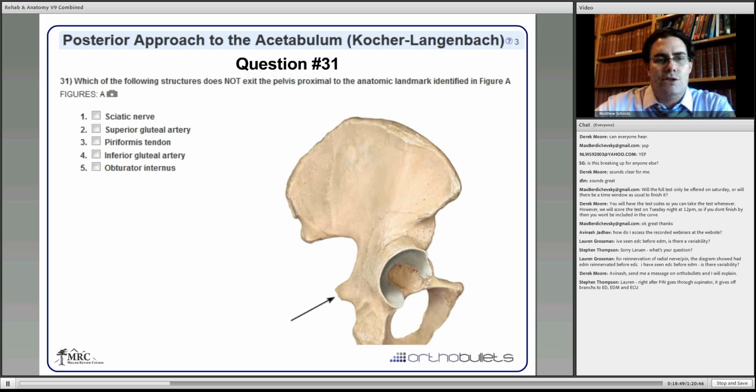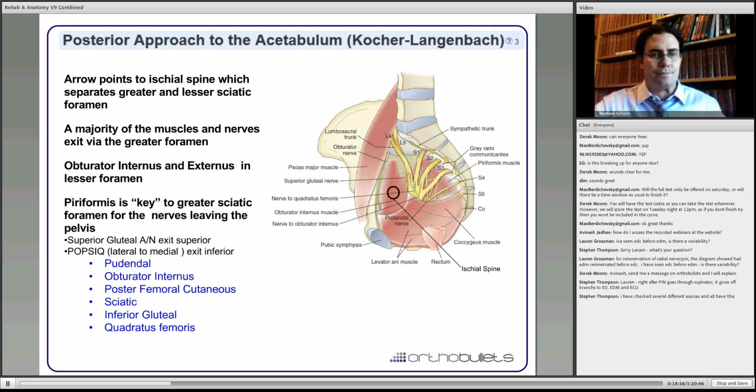Which of the following structures does not exit the pelvis proximal to the anatomic landmark identified in Figure A? So first we need to recognize, well, what is that arrow pointing to? And that arrow is pointing to the ischial spine. There are only a few things that exit the pelvis proximal to that ischial spine.